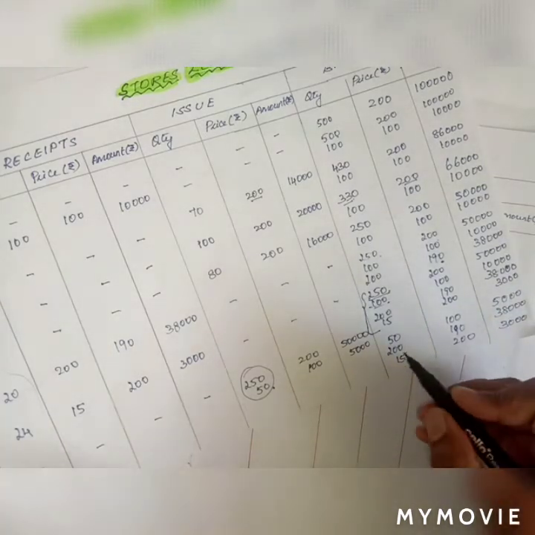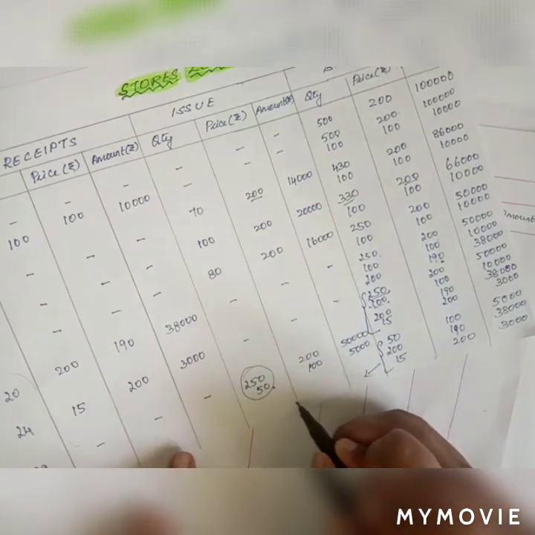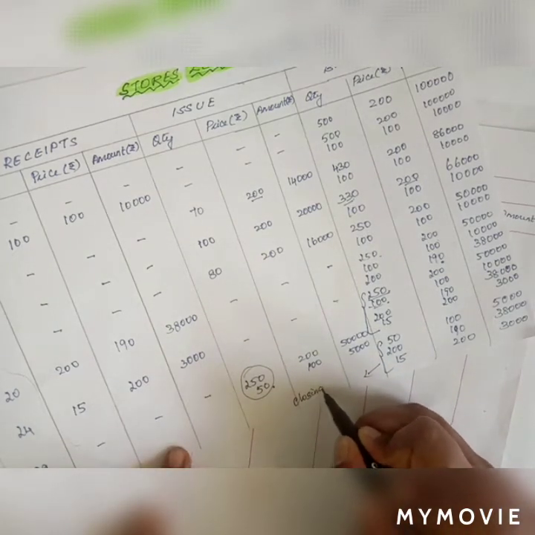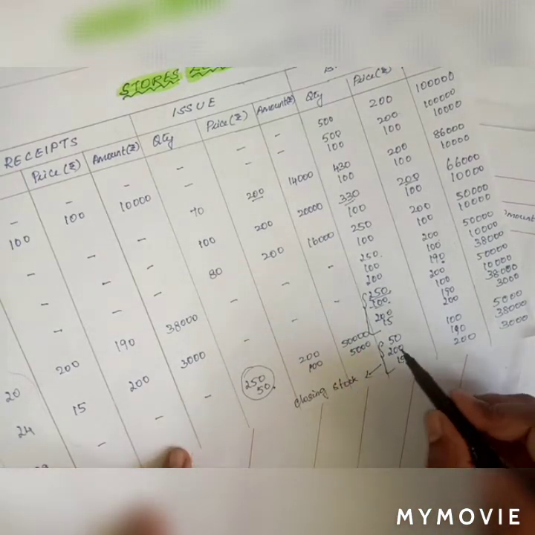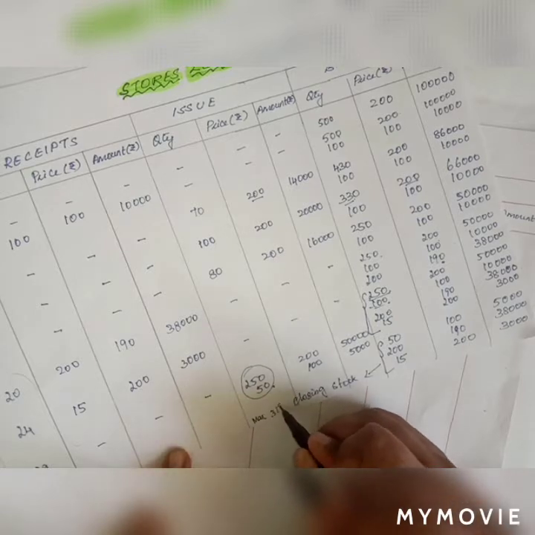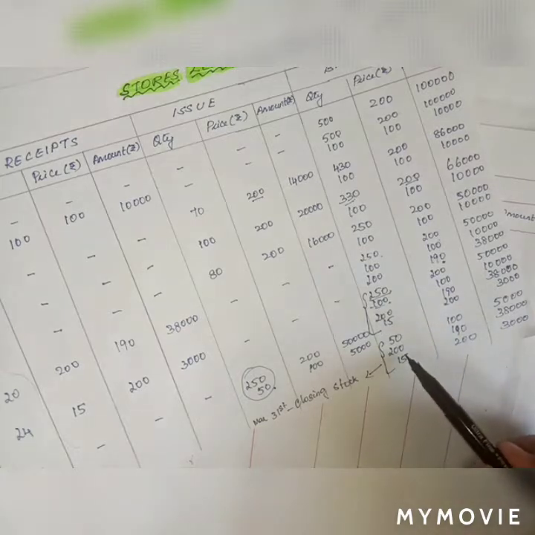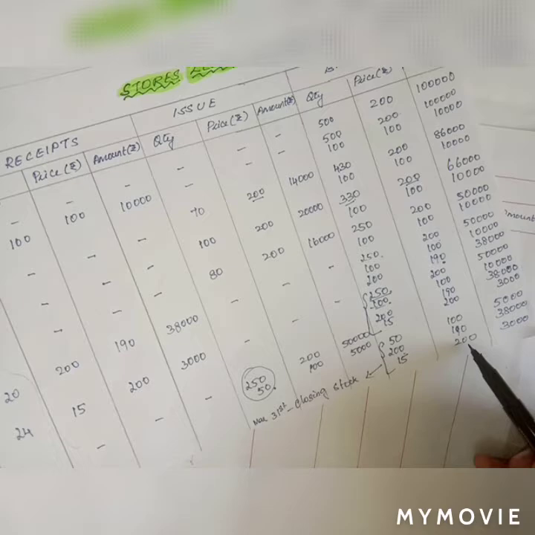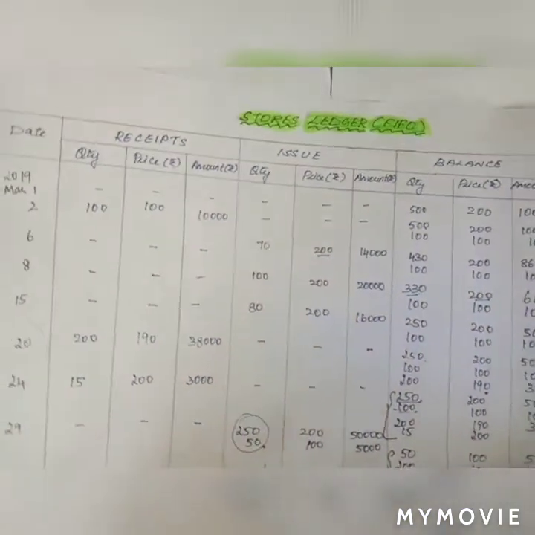Now the closing stock will be this figure. This will be the closing stock of March. The closing stock on March 31st will be 50 tons at 100 rupees each, 200 tons at 190 rupees each, and 15 tons at 200 rupees each. And this will be taken over as the opening stock for the next month.